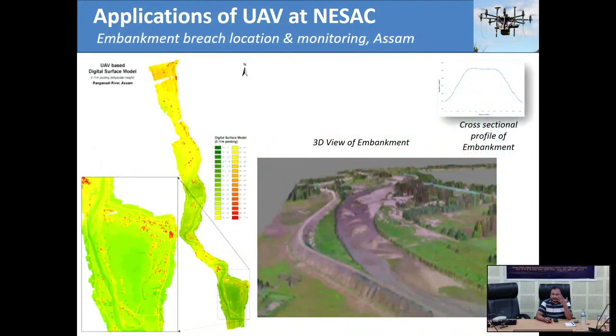Next is the embankment breach location and monitoring. I think it is for the Ranganadi river and Puthimari river, somewhere on the Rangia side. So you can map all the embankments. Cross section profile is given, 3D view is there. So there is a before flood and after flood situation. Before flood you can map the embankment and see where it is broken, where it needs to be rectified, so those activities can be taken up.